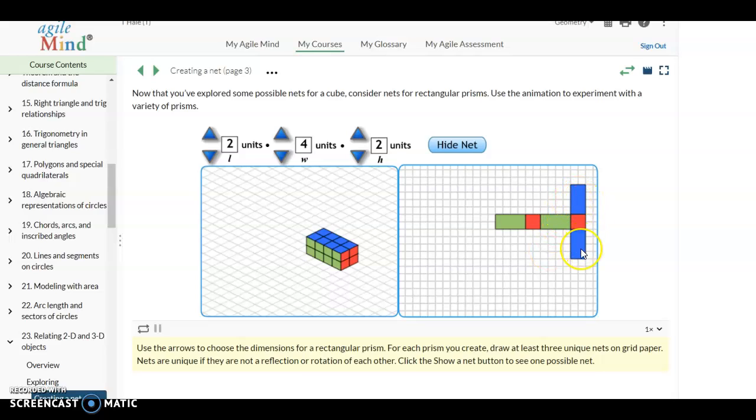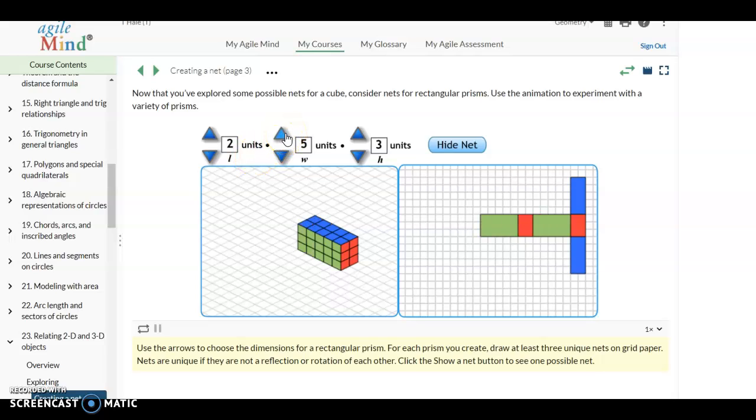So this is the top and bottom. This is the left and right side in red, and then the front and back in green there. And so if I make all the length, width, and height the same, remember that's a cube, and that's what we've been looking at. But as soon as I change one dimension to be different than the others, now it's a rectangular prism. It's no longer a cube.